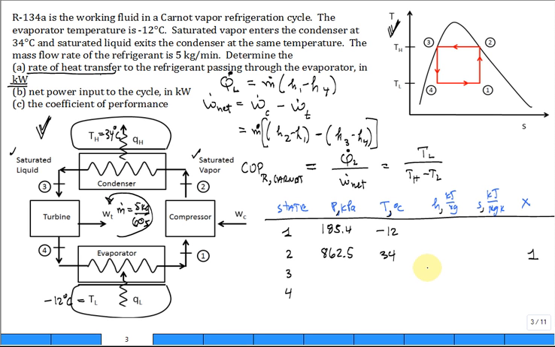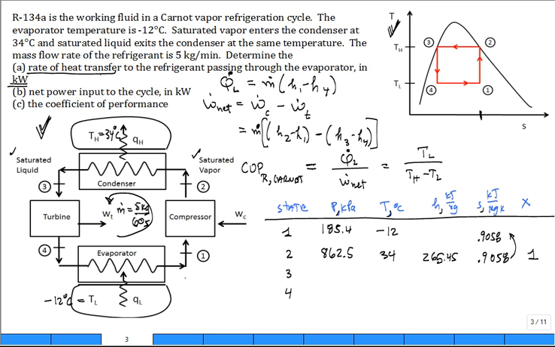The entropy is 0.9058, and the enthalpy is 265.45. Now I can go back and work on state 1 because it's constant S. So the value of S1 is equal to the value of S2. So it's 0.9058. Now I can get the quality at state 1.